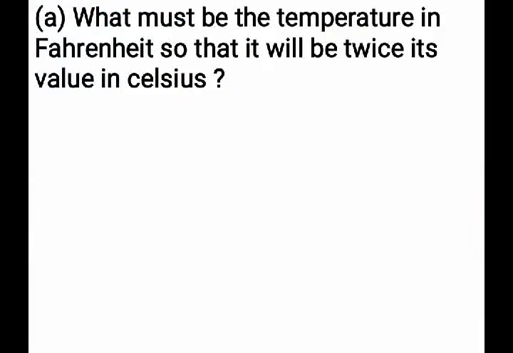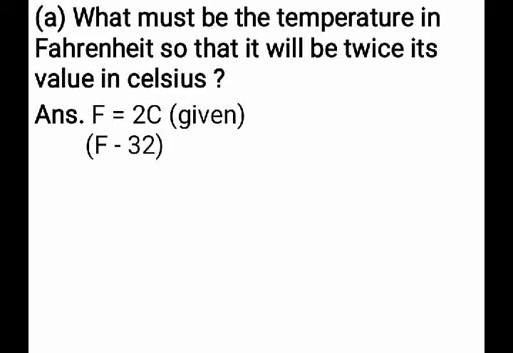The value of Fahrenheit is given twice its value in Celsius. That means F is equal to 2C. In bracket you have to write given. F stands for Fahrenheit and C stands for Celsius. Write the formula of Fahrenheit. That is, in bracket F minus 32 upon 9 is equal to C upon 5.